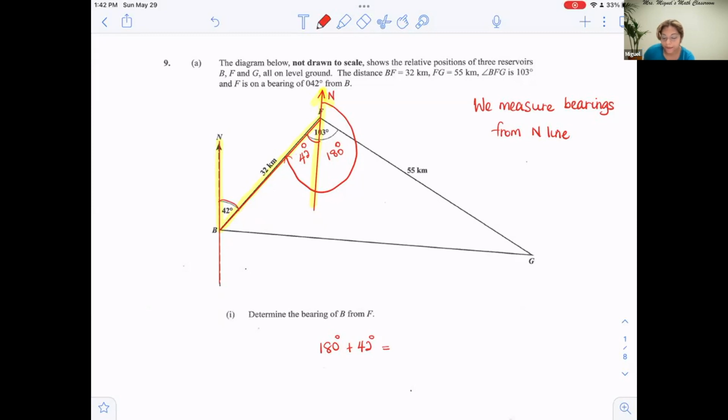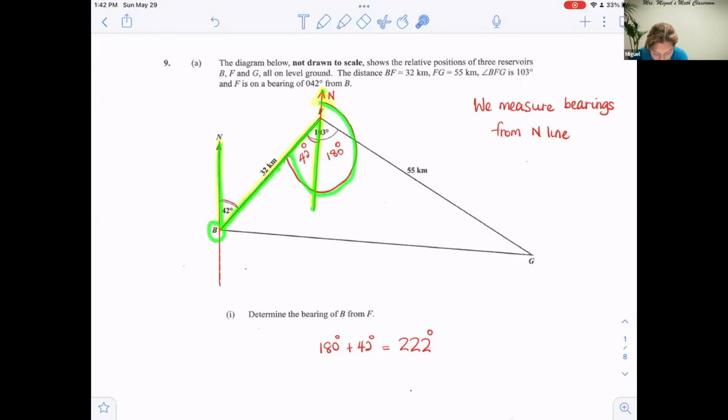All right, 180 plus 42 is? 222. So a couple things. We measure bearings from the north line. So if this angle here is a straight line, this is 180. So it means that we didn't find the whole angle. We want the angle of B from F. So we want this whole angle here. So this part is missing.